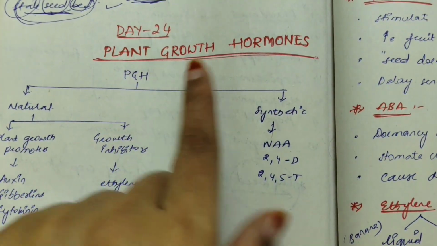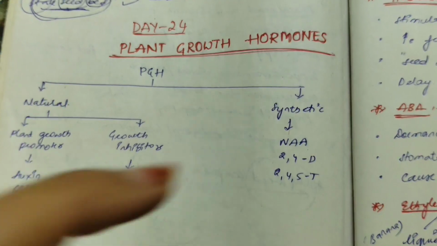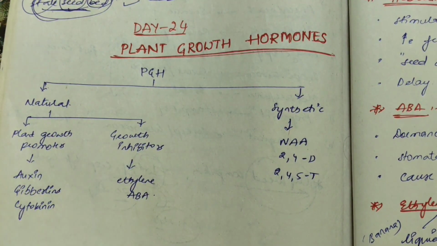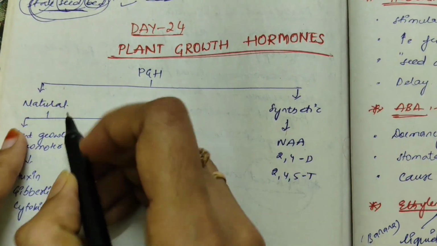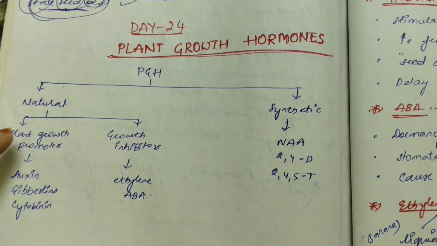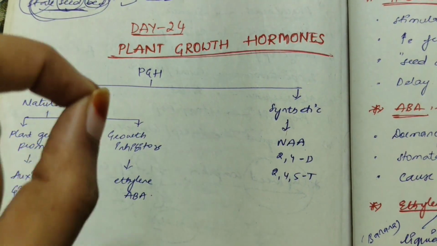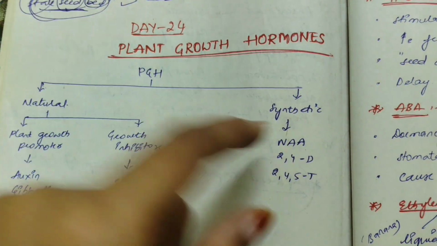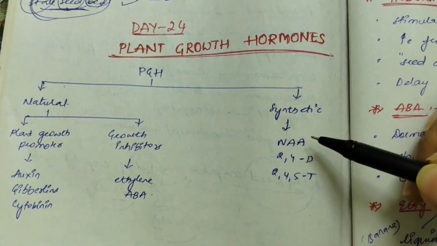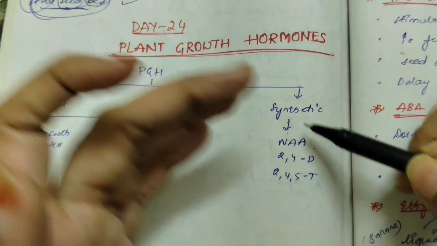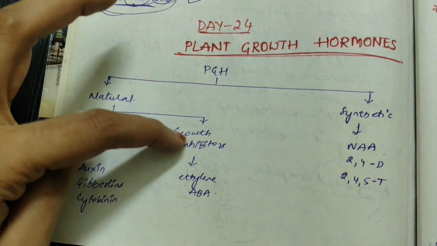Now, for plant growth hormones I will mainly cover natural and synthetic hormones, especially for those watching for the first time. Plant growth hormones are mainly natural and synthetic. Natural ones are plant growth promoters and growth inhibitors, which you can remember like a flow chart, so that you know what comes under what. Synthetic means NAA, whose full form is not important, just remember naphthalene acetic acid, 2,4-D, 2,4,5-T. These are synthetic hormones.